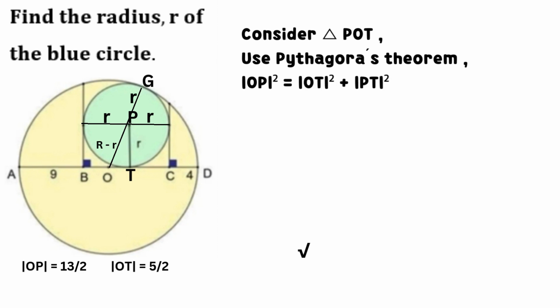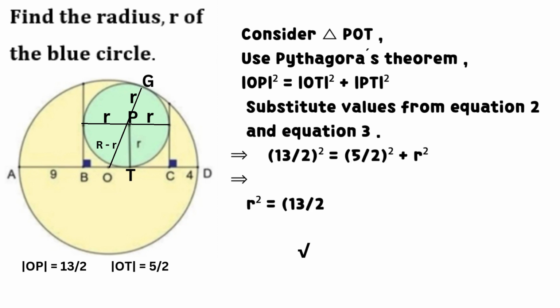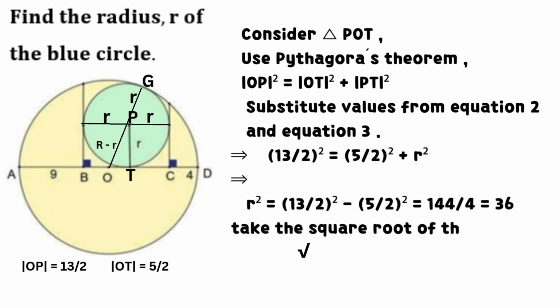Consider triangle POT. Use the Pythagorean theorem. The square of line OP equals the sum of the square of line OT and the square of line PT. Substitute values from equation 2 and equation 3. It implies that the square of half of 13 equals the sum of the square of half of 5 and the square of r.